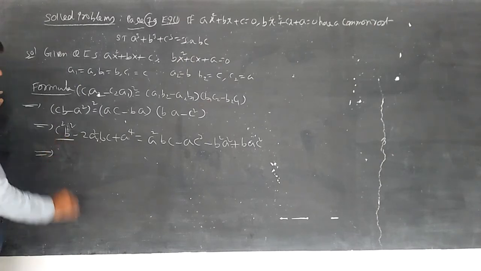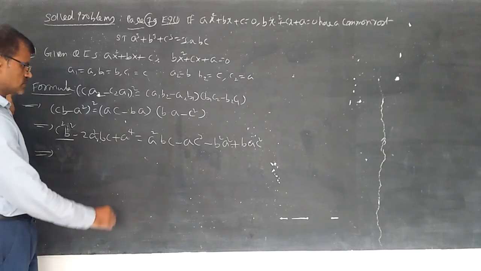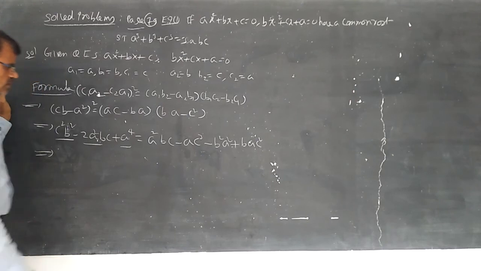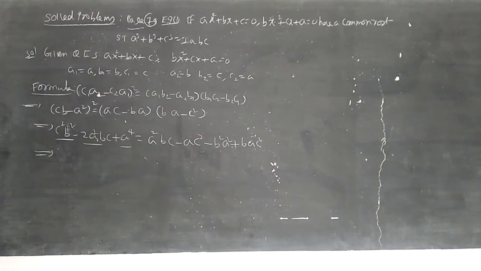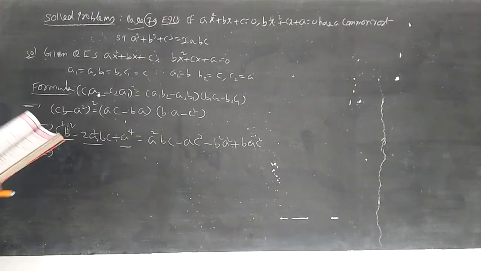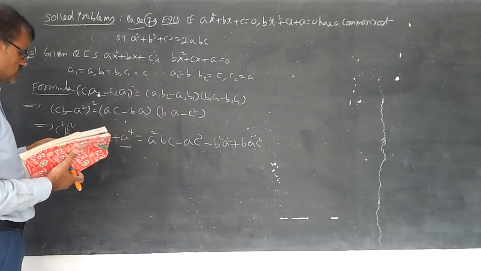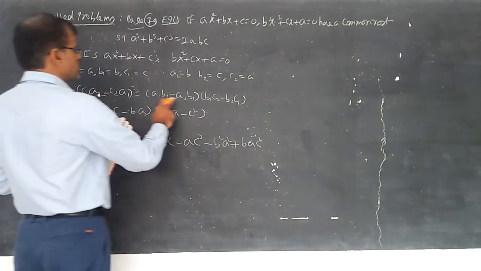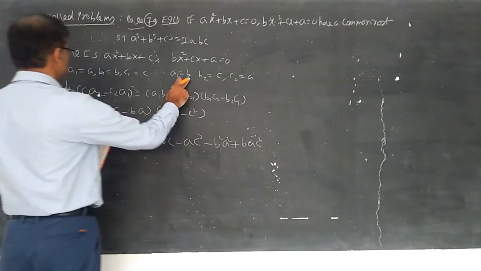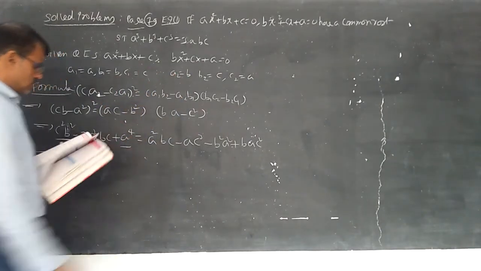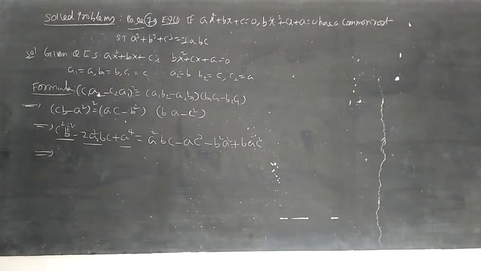B square C square is there, and 2A square BC, C square AB is not correct. A power 4 into... let us discuss. We got here (CB minus A square) whole square equal to (AC minus B square) into... somewhere we have made a mistake here. A1 B2 minus A2 B1, here it is B square, this is wrong. B square into (BA minus C square).